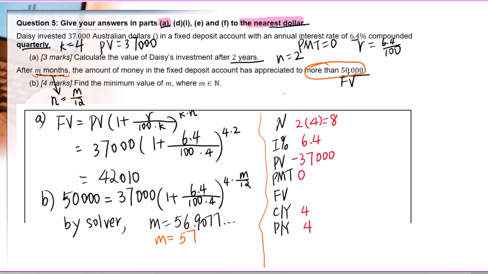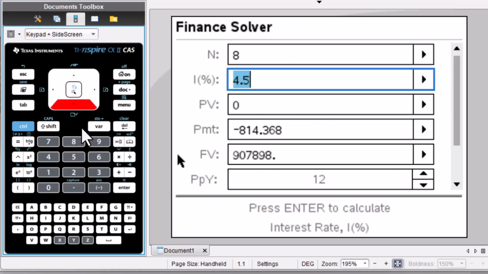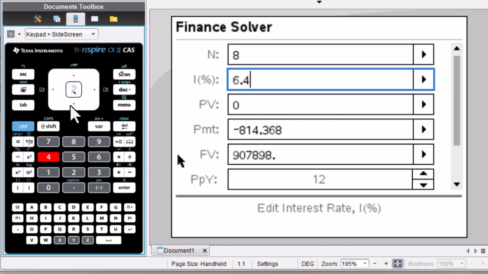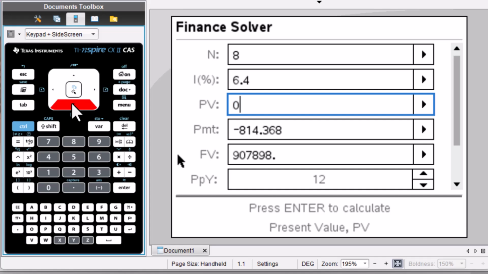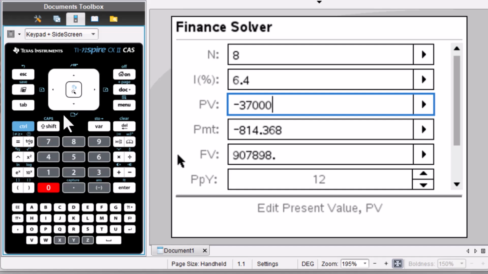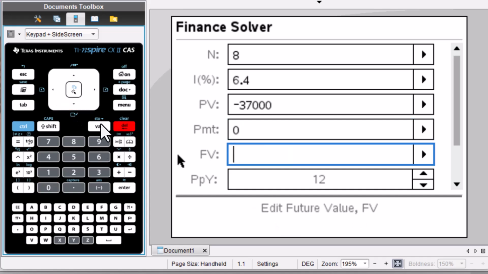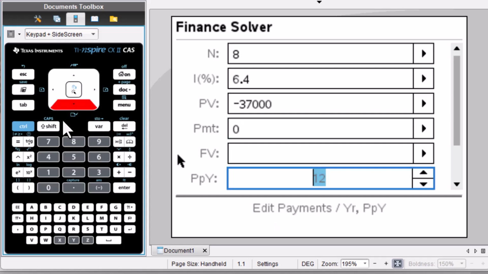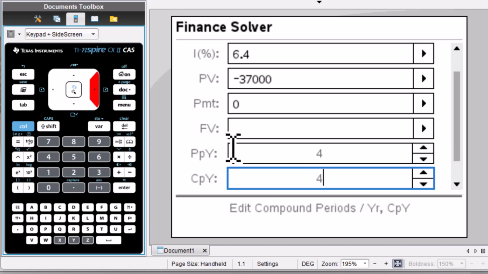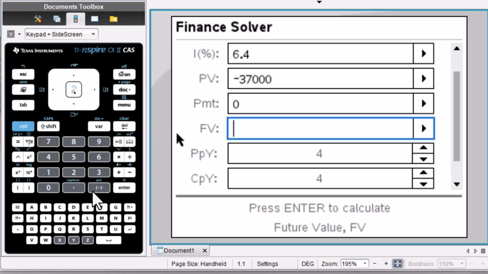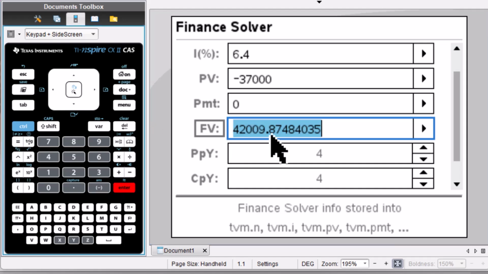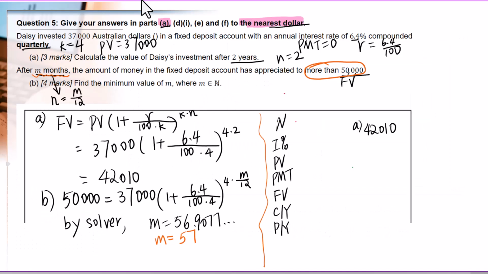Let's go to calculator. 8, 6.4. PMT is 0. PV is negative $37,000. PMT is 0. Future value is something we are looking for. PY equals CY equals 4. Then move your cursor to future value, enter. We got the same answer.